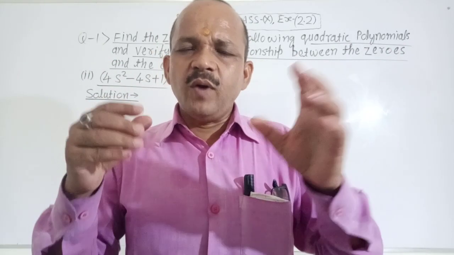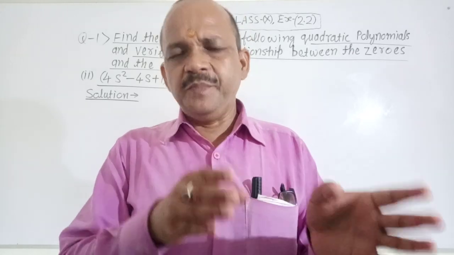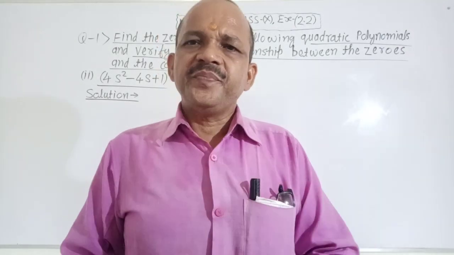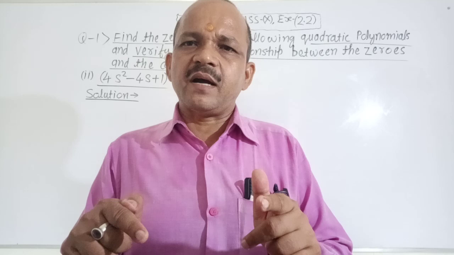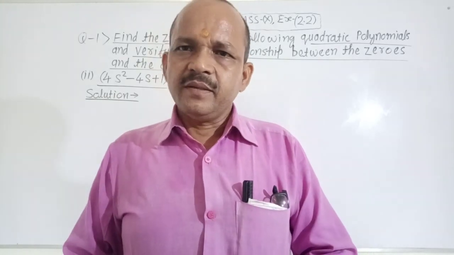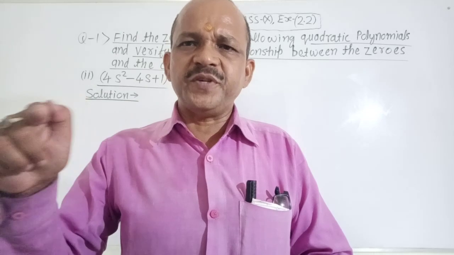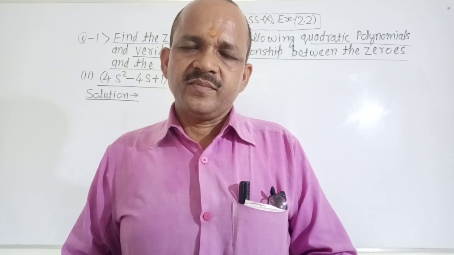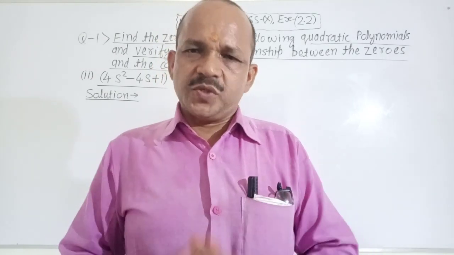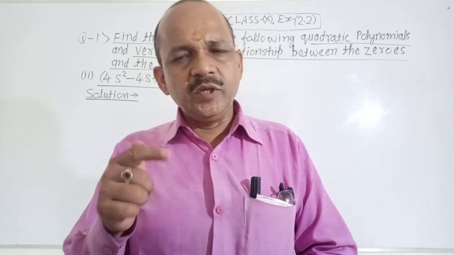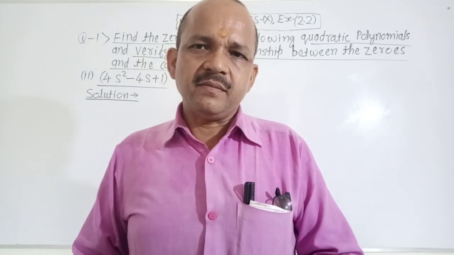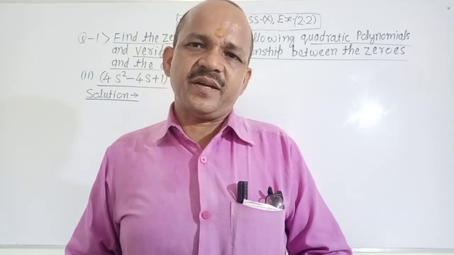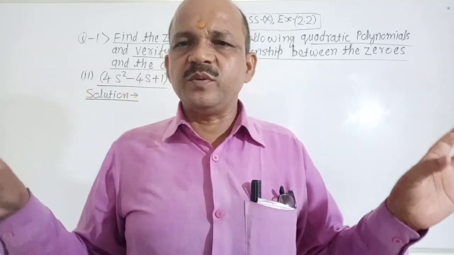Very good. Now I want to describe the relationship between zeros and coefficients. Sum of zeros equals alpha plus beta equals minus b by a, equals minus coefficient of x upon coefficient of x square. Product of zeros equals c by a equals alpha multiply beta equals constant term upon coefficient of x square. It is clear, no confusion about it.